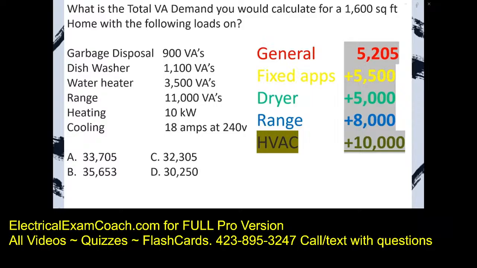Then I'm always going to double check my answer on these large calculations and make sure that I get the same number twice. We end up with 33,705, and we select A.